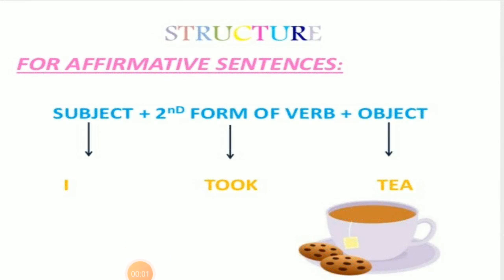Now let's see the structure or the rule for affirmative sentence, or you can say positive sentence. It is subject plus second form of the verb plus object. Children, second form of the verb means there are three forms of verbs: first form, second form and third form, or you can say present form, past form and past participle form. Example, take, took, taken. So took is your second form of the verb. So always in simple past tense affirmative sentence you have to use second form of the verb.